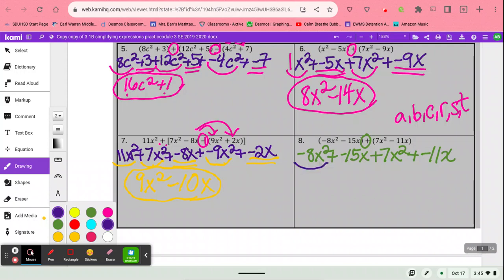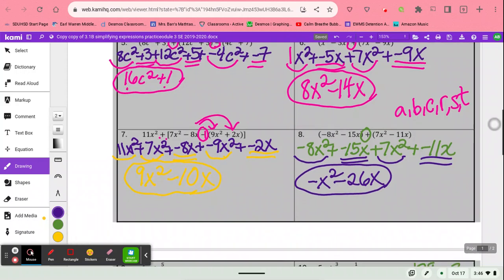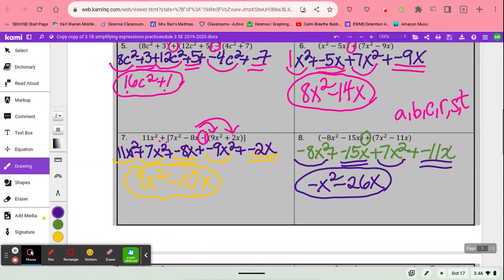So I have a negative 8x squared, and that's a like term with 7x squared, so I can combine them to get a negative x squared, or if you thought about it as a negative 1x squared. And then I have a negative 15x and a negative 11x, which is going to get you negative 26x. Perfect. Notice there's no constant terms in that expression. Okay, the remaining problems, I think it's 9 through 14, you're going to finish on your own and pause the video and we will go over them when you're done.